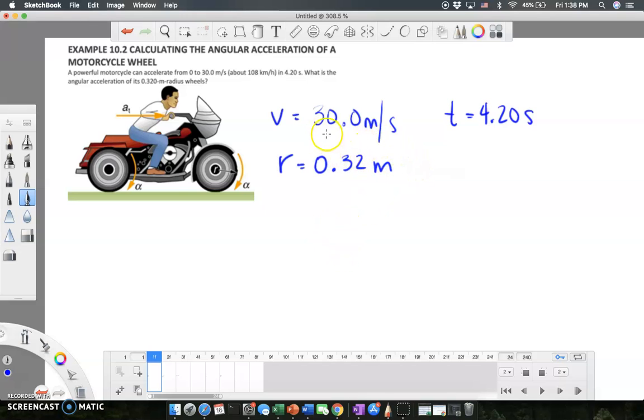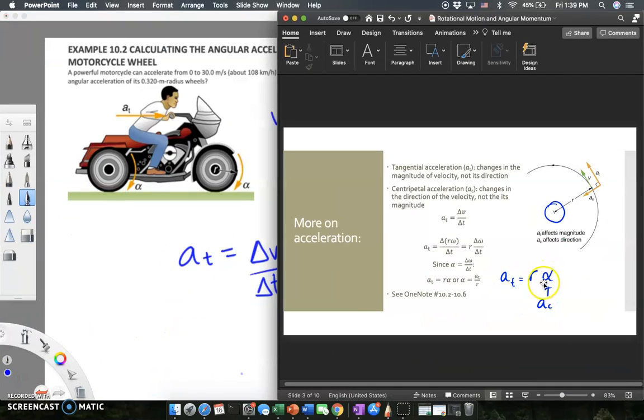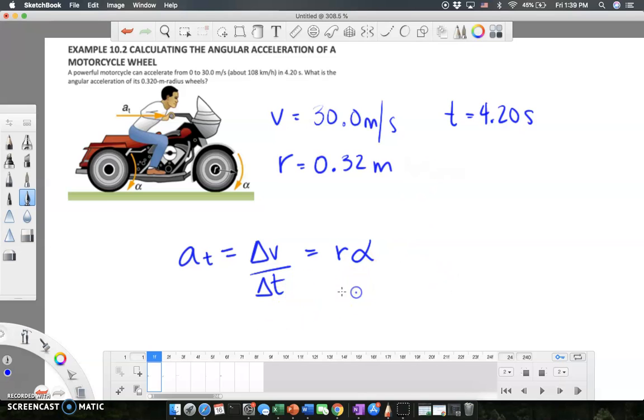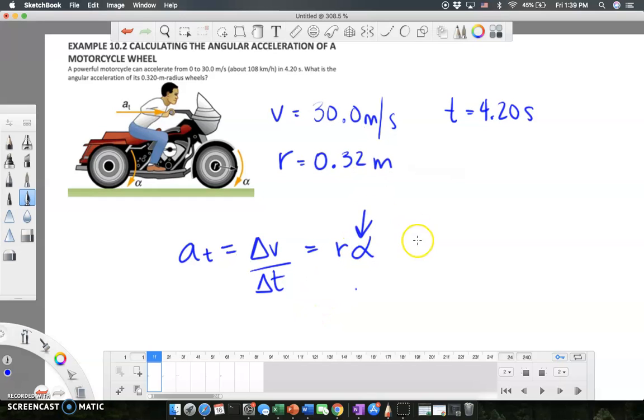So we want to know what its angular acceleration is. So we can find our tangential acceleration, right? That was just our delta V over delta T, okay? But it is also equal to R times alpha. Okay, so we saw that just in our PowerPoint. We can double check that that is right, and yes, it is. Okay, so let's go ahead and use this knowledge to determine what this value is. Okay, so rewriting this will give us alpha equals delta V over delta T, okay, divided by R.